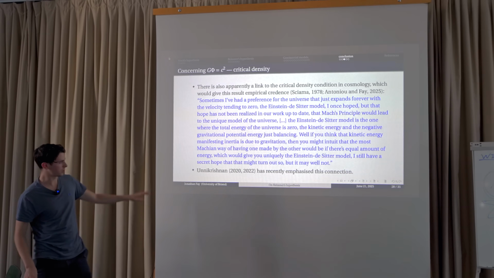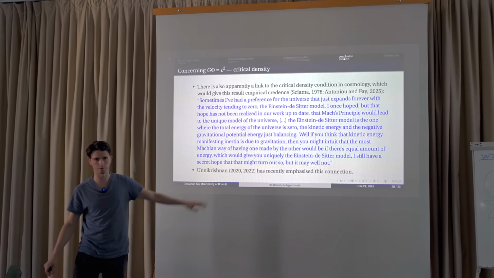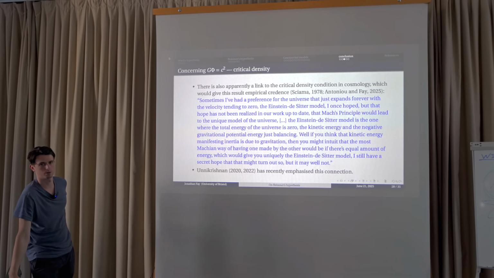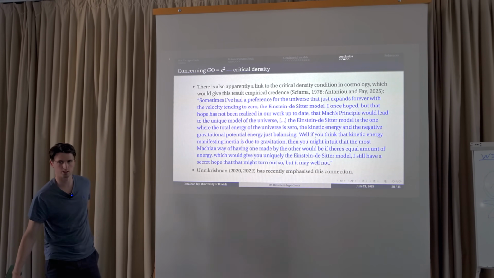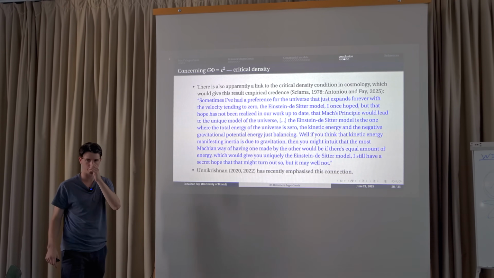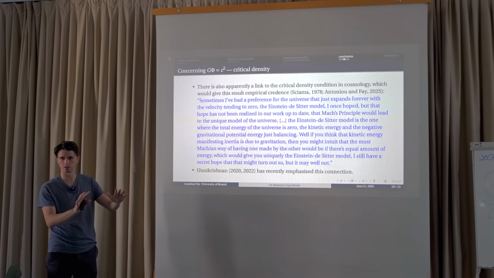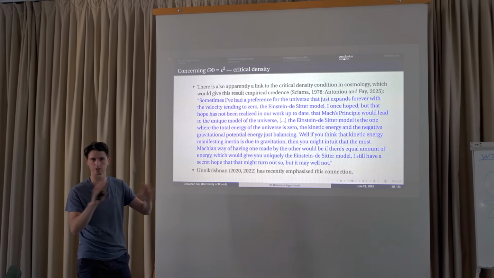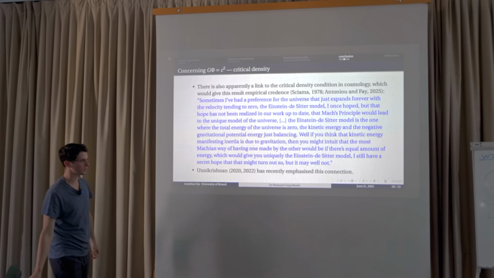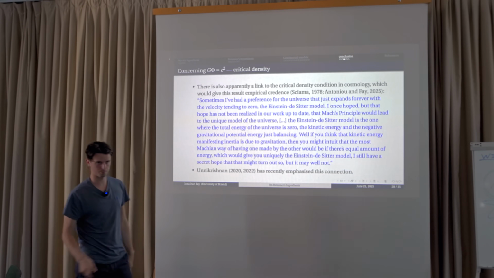Okay, and I'll also mention that Unnikrishnan has also emphasized this connection to the critical density condition. He's written a book recently, Cosmic Relativity, making very similar points to what I've heard a few different people talk about today. That really what we need to be looking at is relativity with respect to the cosmos as a whole and so on. So he's worthwhile reading.